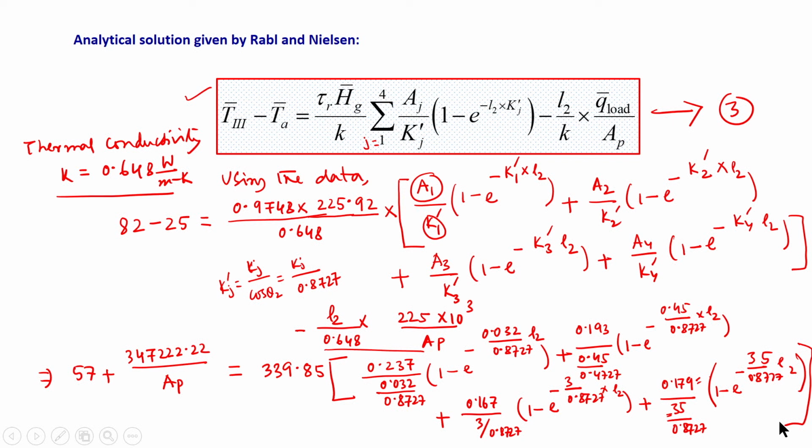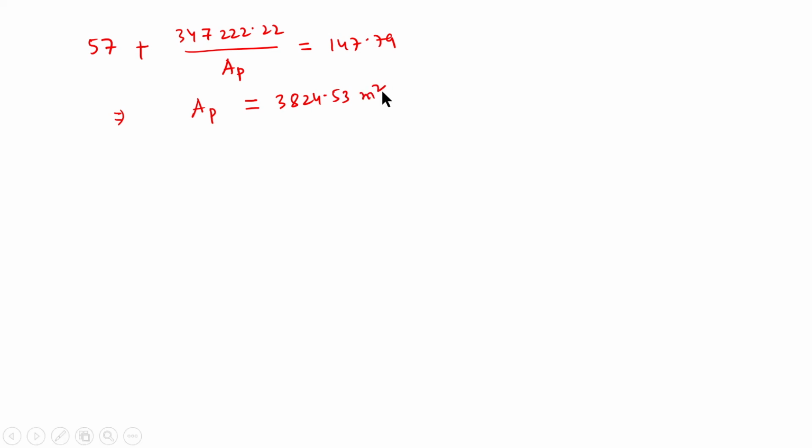Once we do the calculation, let us write the expression. It will be something like 57 plus 347.222 divided by AP, which is equal to 147.79. This is a long calculation, so you can also try. If we now calculate AP, it comes to be 3824.53 meter square. Okay.